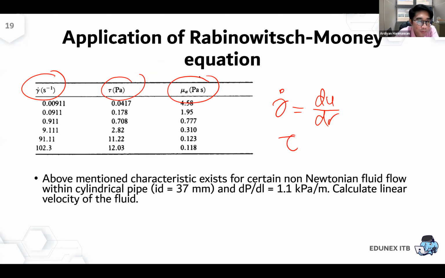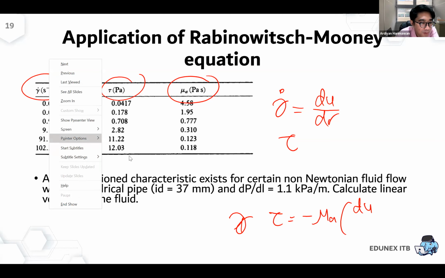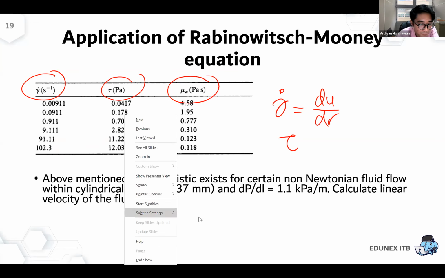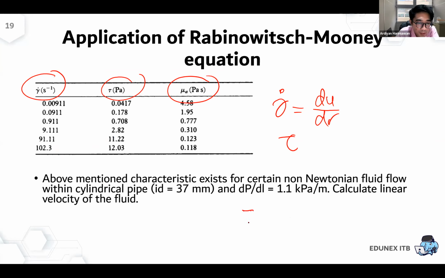So by using the formula that tau is minus mu du over dr, oh, I think I'm using the wrong one. By using this one, yeah, this one is this one.